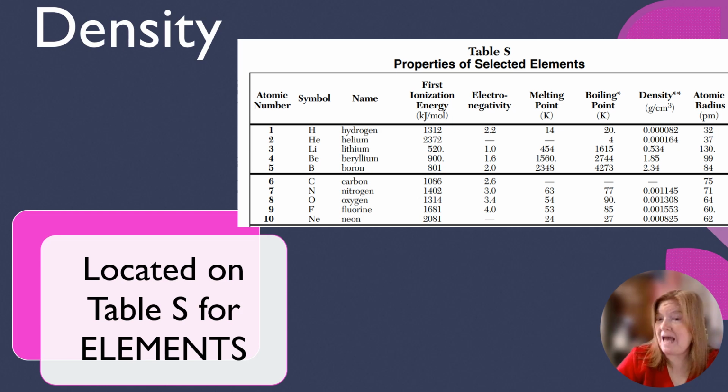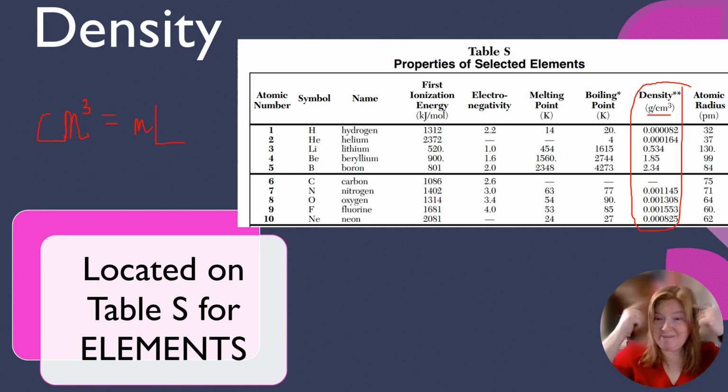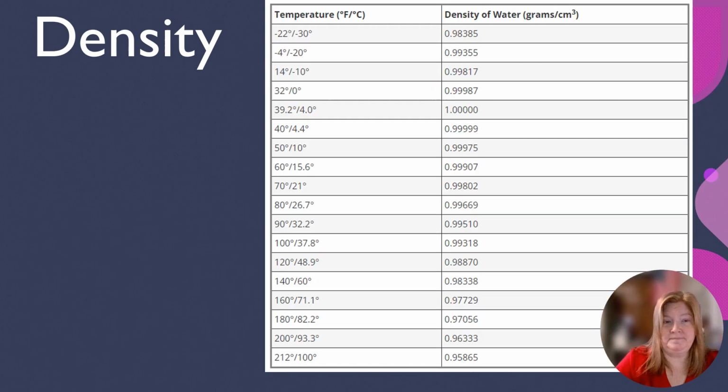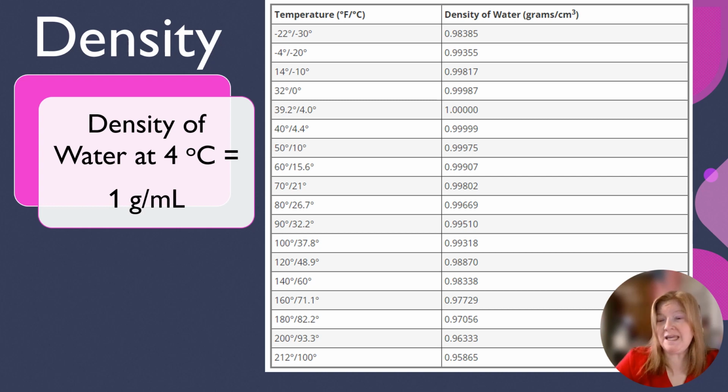Now, density for an element is located on table S. So if you look right here, there is a column that is density. Now, the units are given in grams per centimeter cubed, but what you should know is that a centimeter cubed is identical to a milliliter. So if you see those measurements used interchangeably, keep that in your head. All right, density for water is about 1 gram per milliliter or 1 gram per centimeter cubed. And so you can see that is exactly what it is at 4 degrees Celsius.